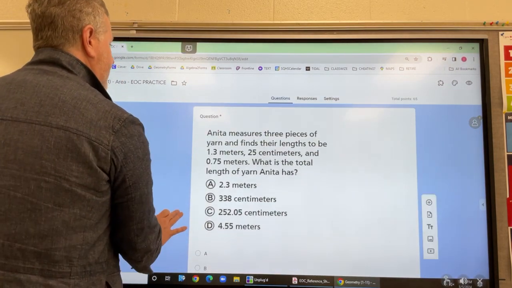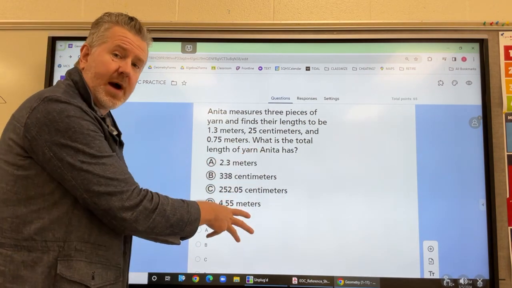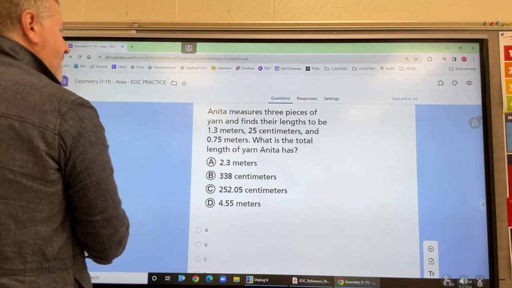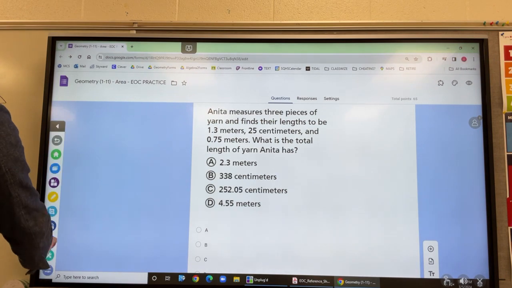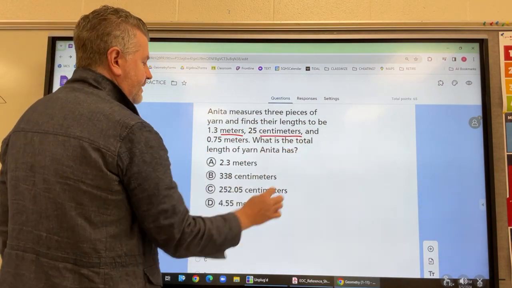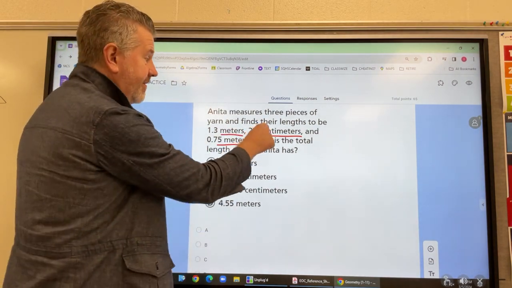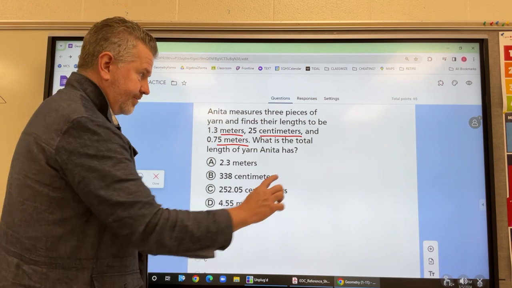All right, moving on. Anita measures 3 pieces of yarn. Thank goodness we only have one answer this time. Three pieces of yarn and finds their lengths to be 1.3 meters, 25 centimeters, and 0.75 meters. So we've got 2 meters, 1 centimeter. Let's convert the centimeters to meters.